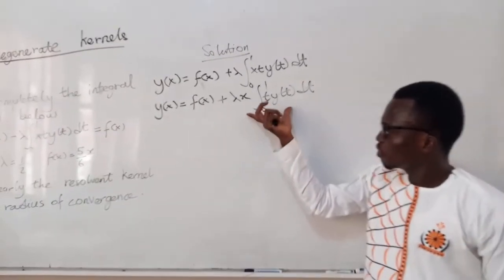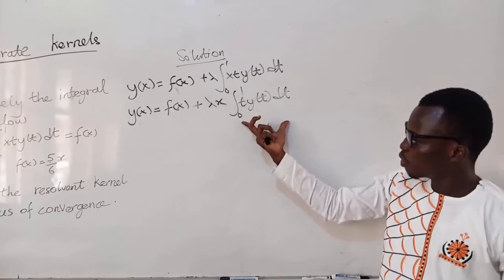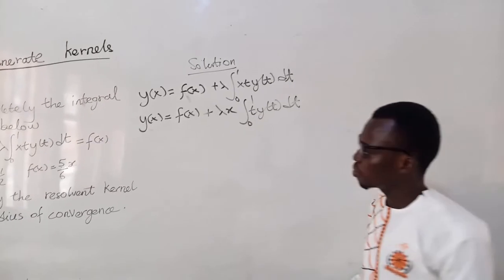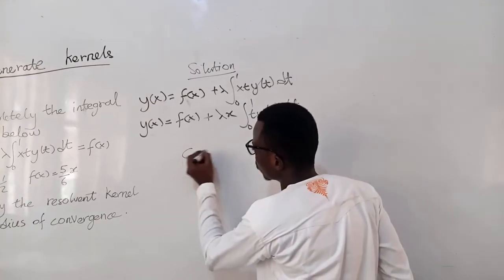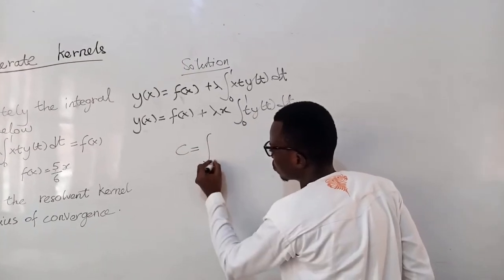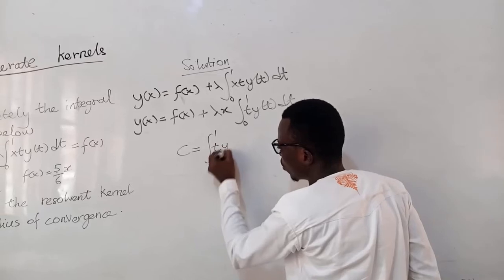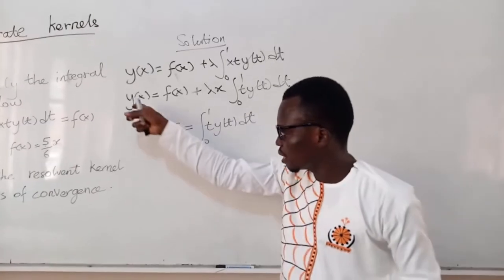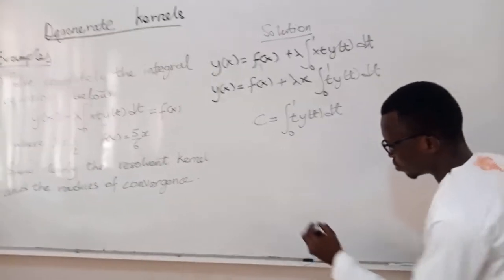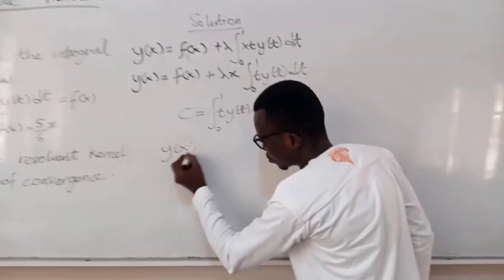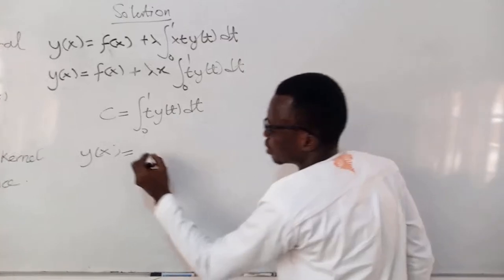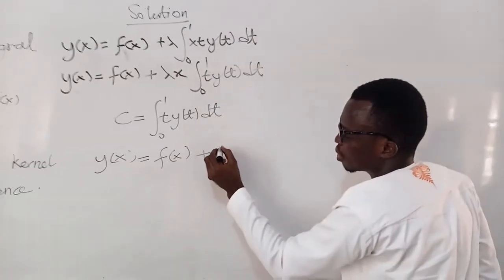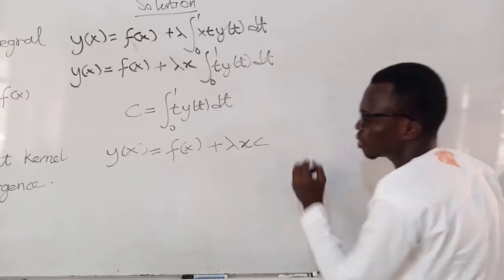Now, if we integrate this, I'm going to get a constant. So why don't we represent this side by a constant, let's say c. So c is equal to integral from 0 to 1 t y of t dt. Now let's substitute this c into this equation. So y of s becomes f of s plus lambda s c.